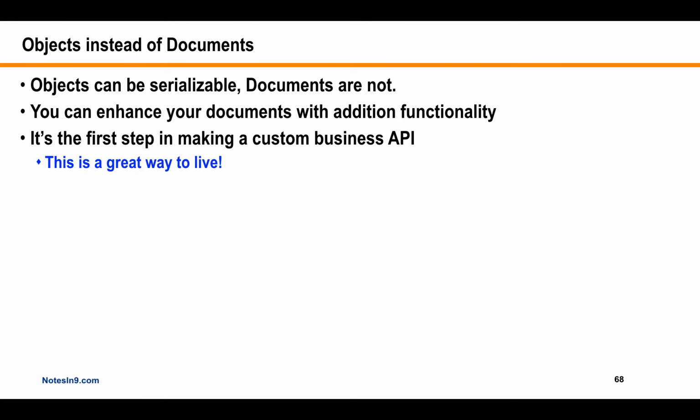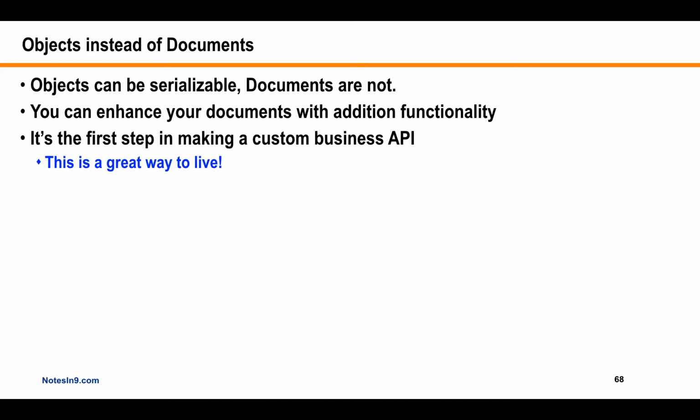Okay, so what this show is about, and this is going to be more of a code walkthrough again than a pure demo, is using Java objects instead of documents directly. There are a lot of reasons you want to use objects instead of documents. One of the biggest ones is objects can be serializable where documents cannot. So you can keep them in memory without having to rebuild them. It's just better for the system, quite honestly.